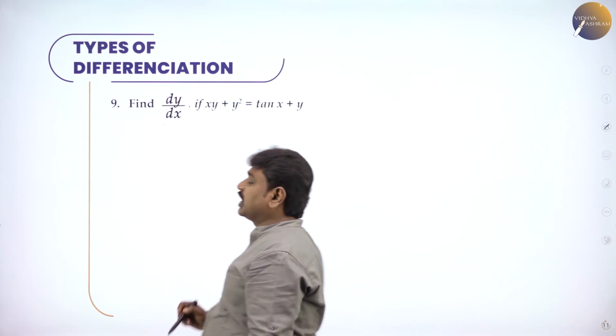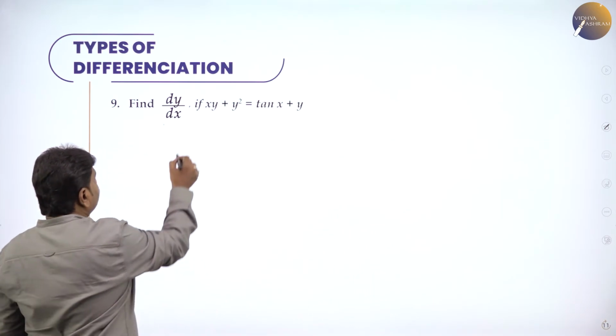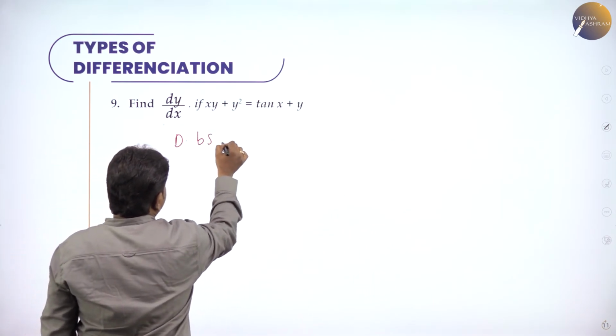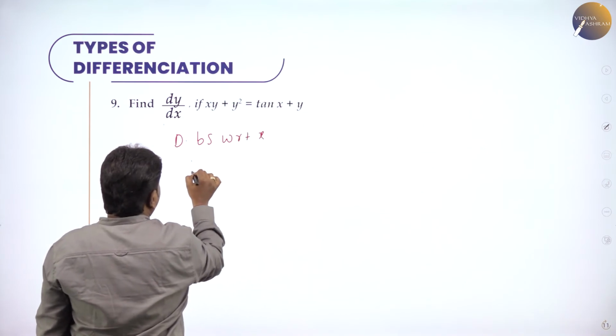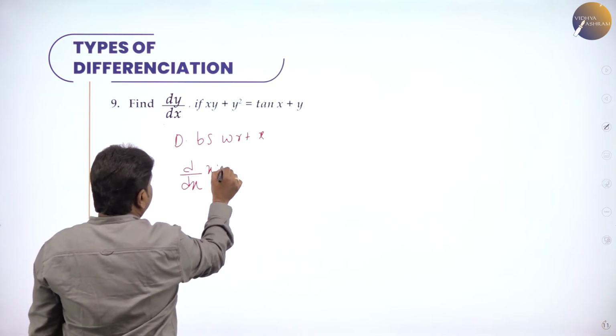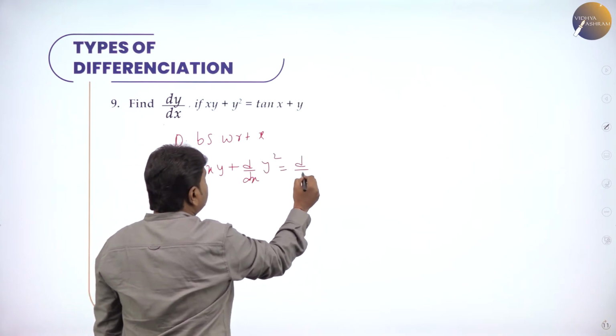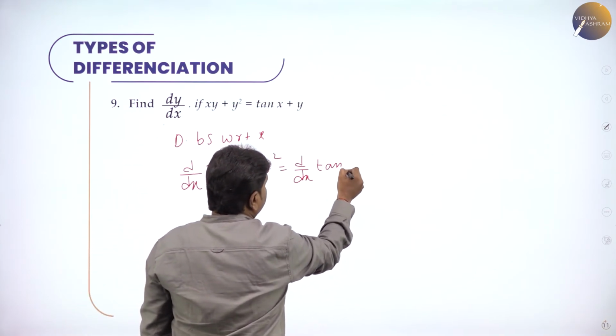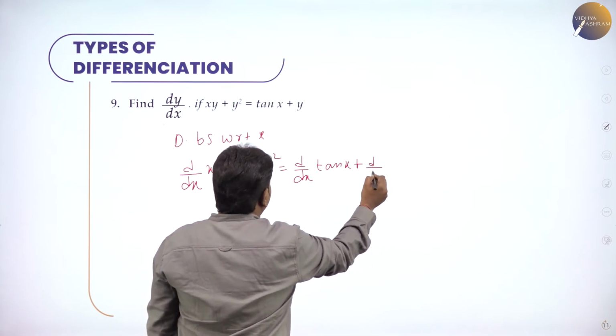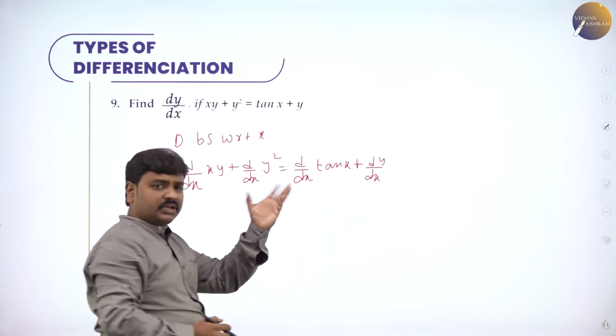Next: xy plus y square is equal to tan x plus y. Again implicit. So differentiate both sides with respect to x. If you do that, you get d by dx of xy plus d by dx of y square is equal to d by dx of tan x plus d by dx of y. My dear students, start solving this problem by yourself.